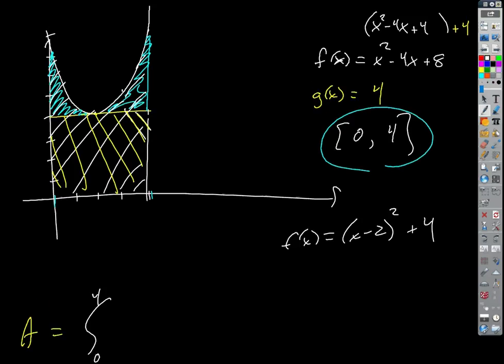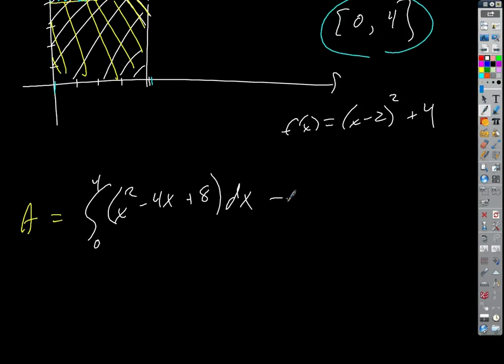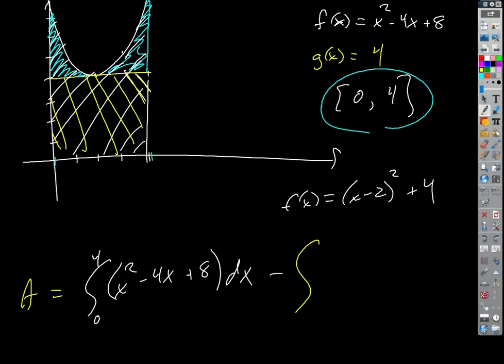Now, if I'm integrating that, that's not a really convenient way to do it, is it? If I'm anti-differentiating, if I'm just trying to play calculus Jeopardy, I'd much prefer to just have a polynomial, right? So I've got the integral of x squared minus 4x plus 8 minus the integral of what? 4. Yeah.